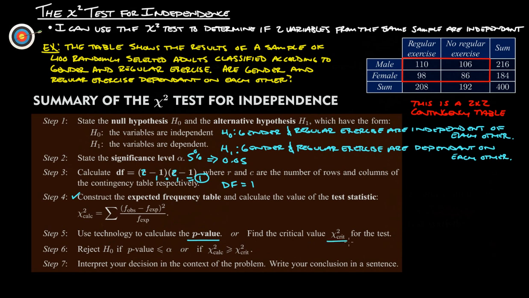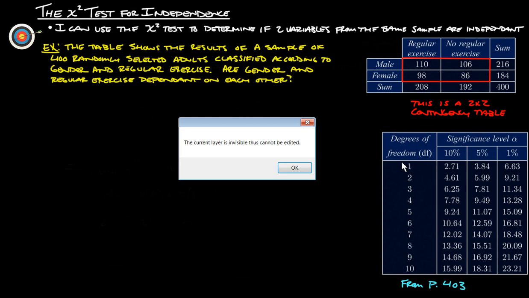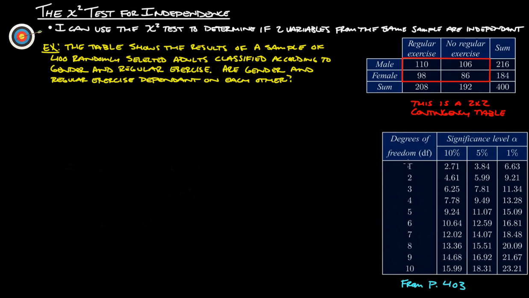Find the critical value for the test. So that's where we got to use our critical value table from page 403. So the key thing that we know is degrees of freedom is 1, and we're doing it at 5%. Okay, so we got to pull that back up. Degrees of freedom on this thing, remember we said that is 1, and we're going to a 5% level of significance, so they meet at 3.84.